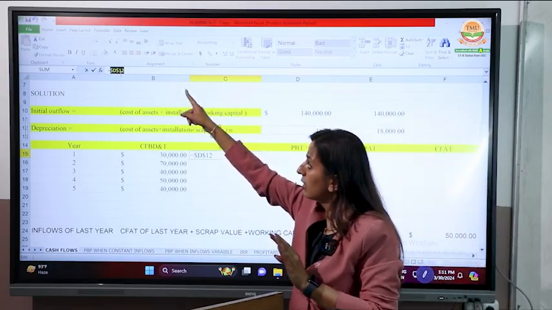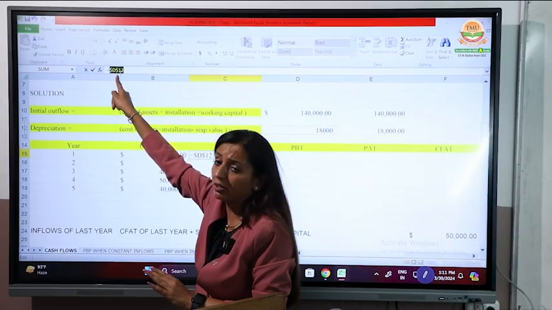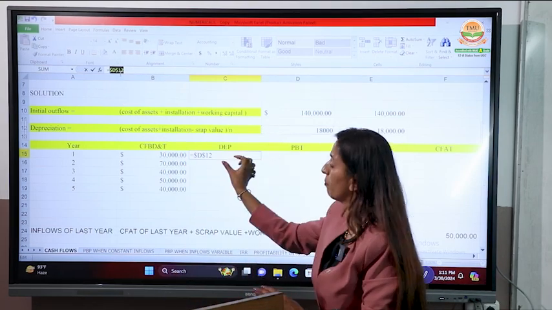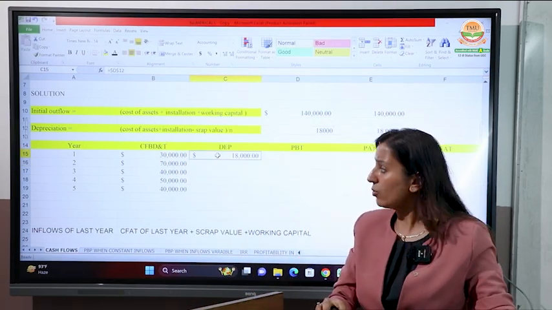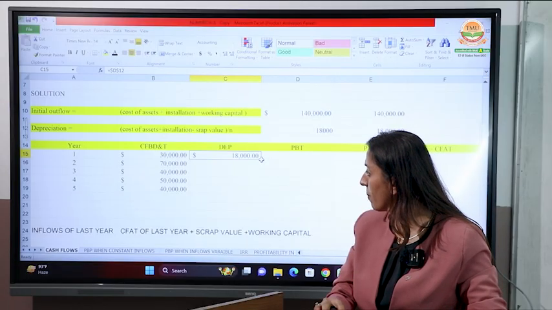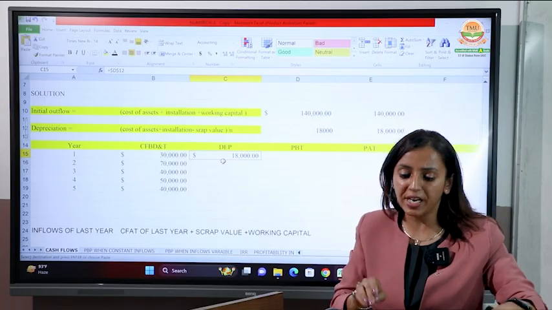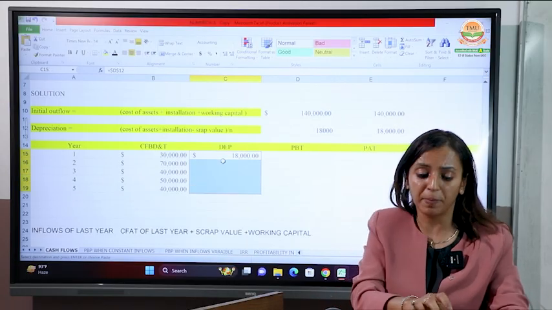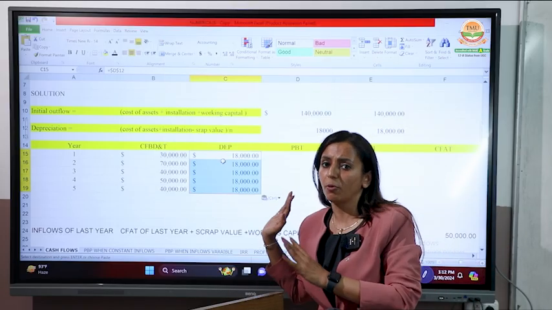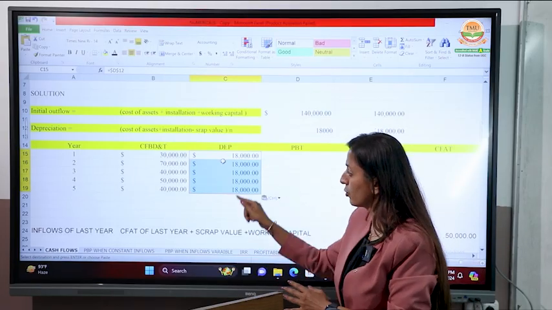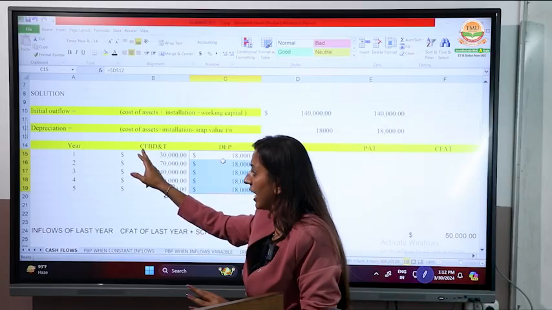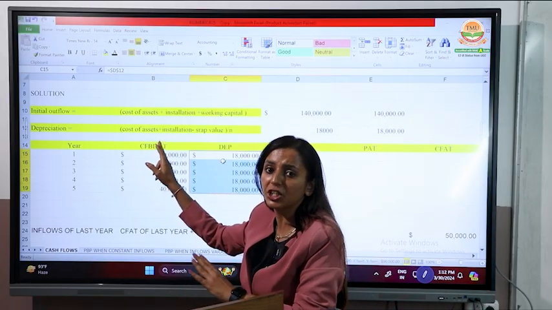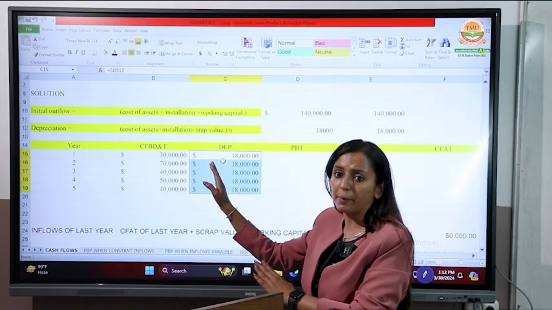Otherwise, see the changes. It's showing dollar, that means the cell is blocked. Then you press enter and just drag the cell from here. You can also copy it, then drag and paste. There can be multiple options, but the main point is that you have to put in the depreciation. The next step is you calculate the first cash flow before depreciation and tax. This will be your depreciation part.